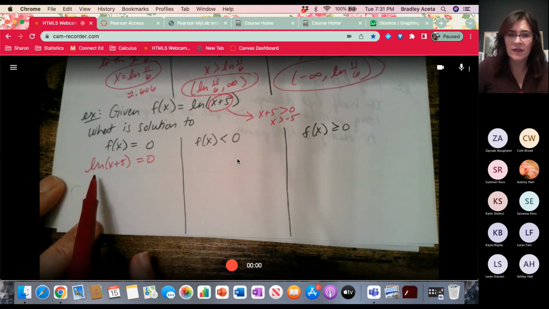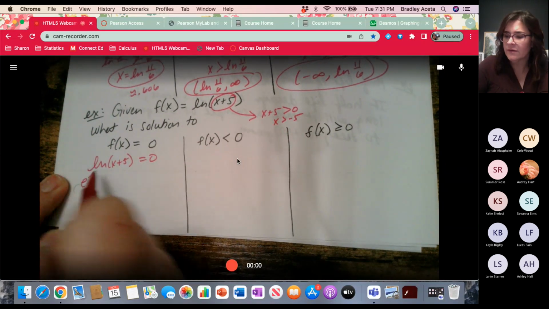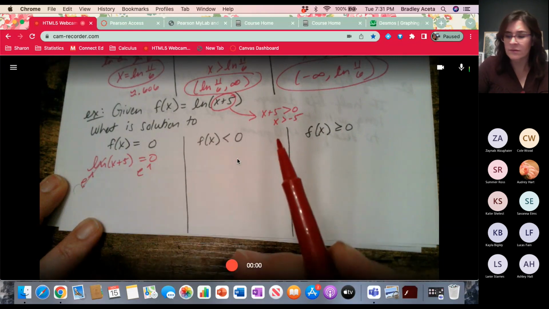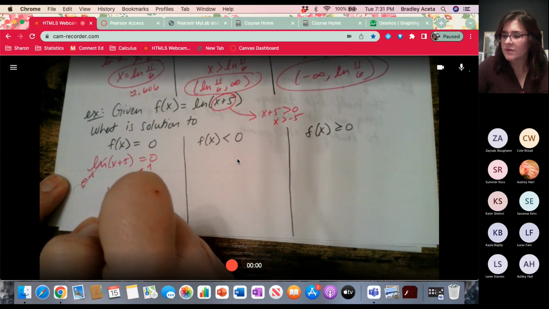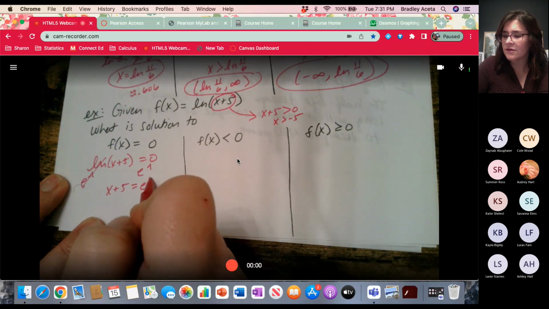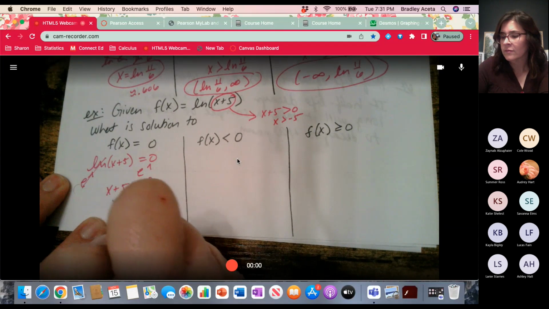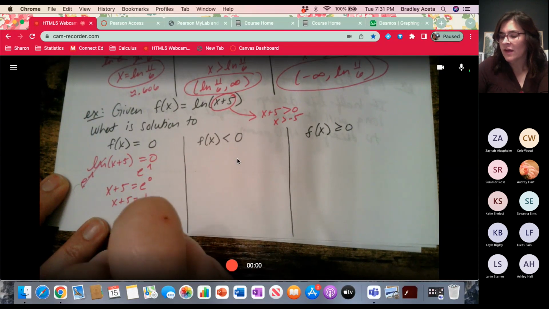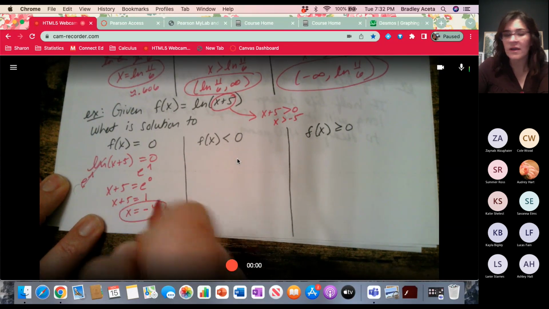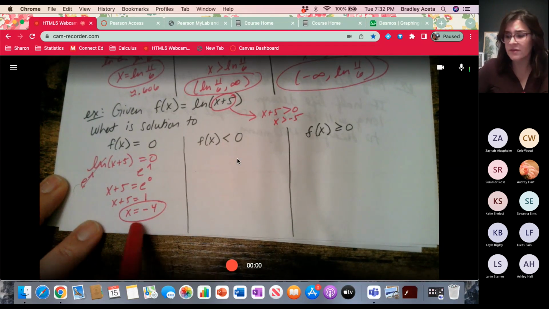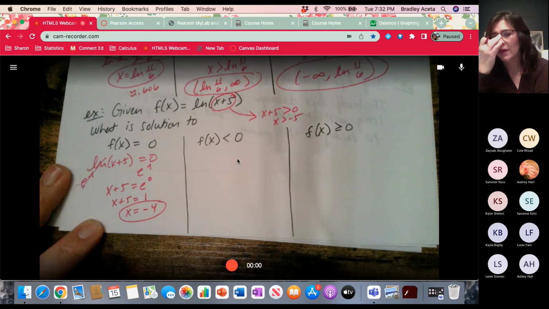How do I undo an ln? I e it. E and ln cancel. I'm left with x plus 5 equals e to the 0, which anything to the 0 power is 1. And then minus 5. And that's where I got -4. Now, that was easy to see on Desmos. You could easily see where they crossed, but there's analytically how to do it.